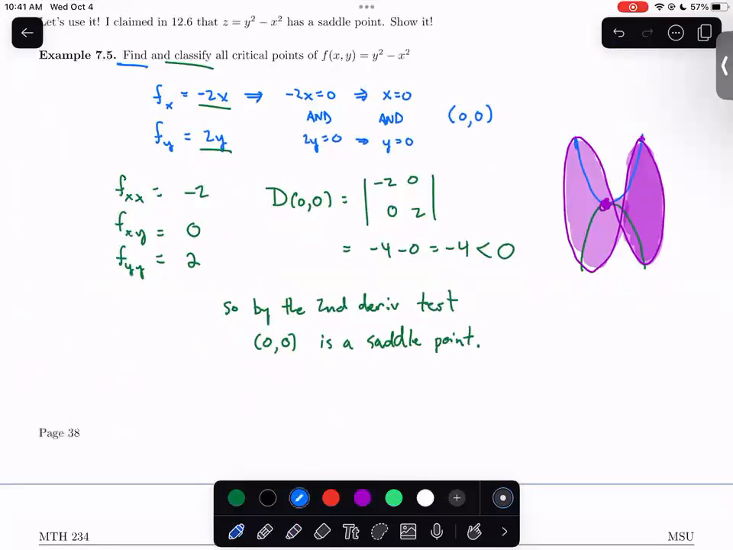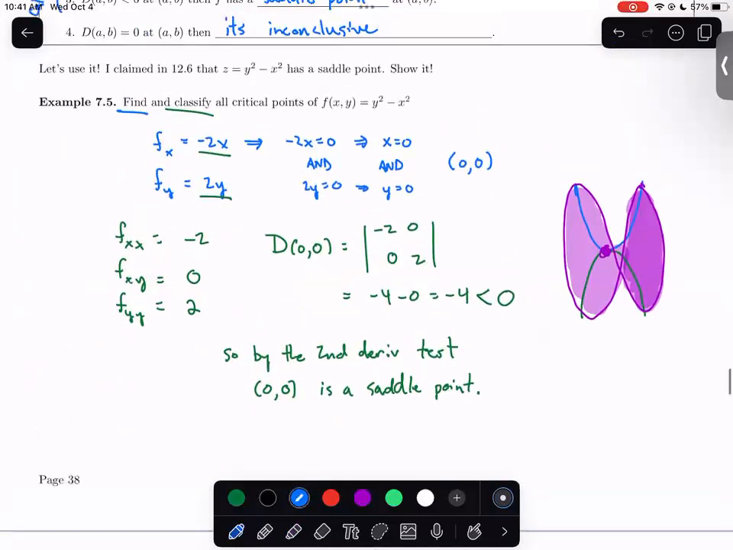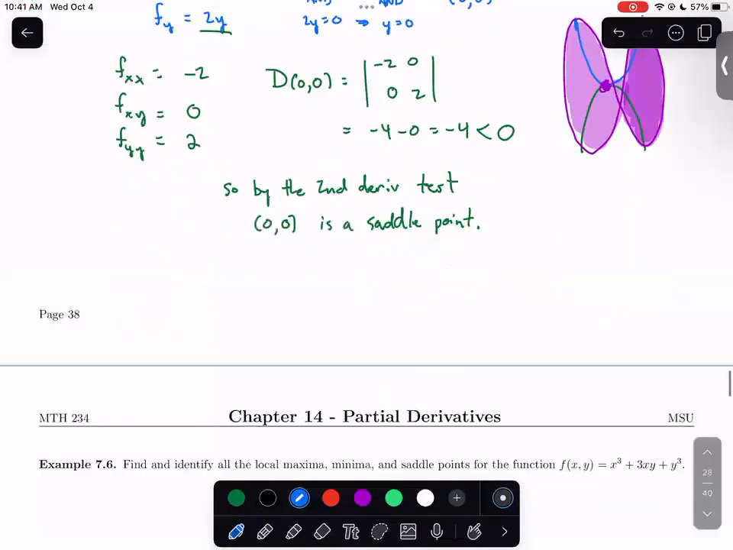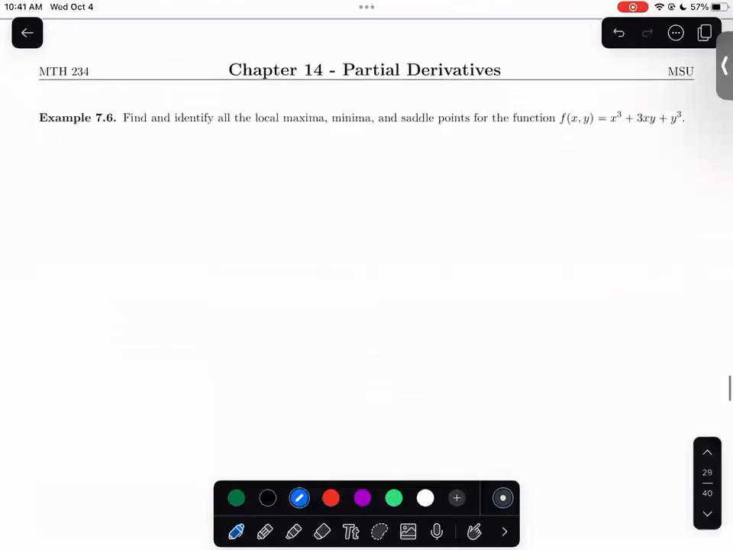All right, questions? This was a relatively nice setup. Let's make it a bit more difficult on ourselves. So same sort of deal, find and identify all of your mins, maxes, and saddle points. This would be equivalent to saying just find and classify your critical points. And now we have our function with some cubics.